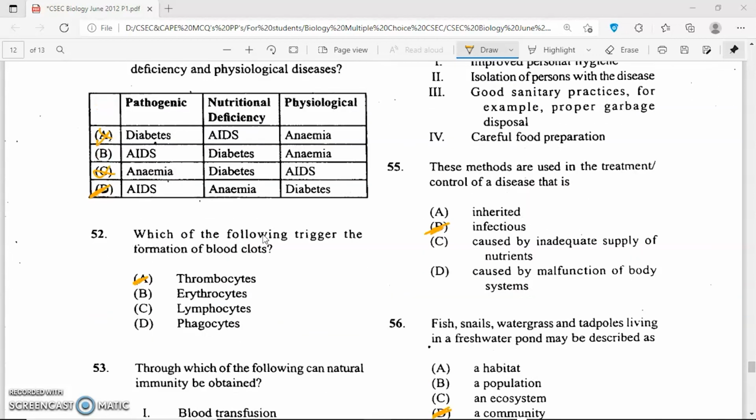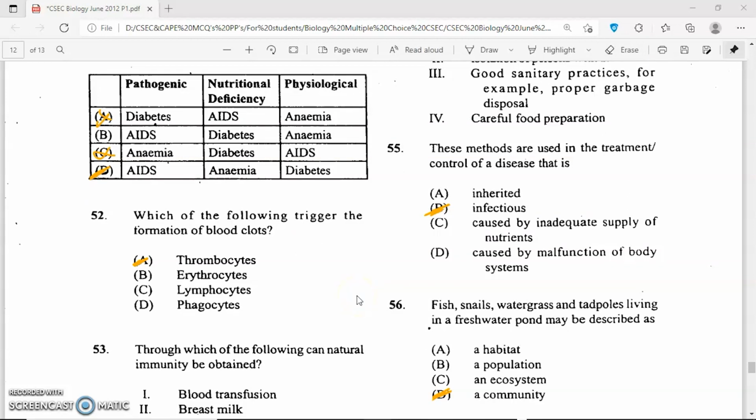Number 52. Which of the following trigger the formation of blood clots? Okay, blood clots is triggered by platelets. Okay, platelets, and platelets are scientifically called thrombocytes. Okay, so the answer is A, thrombocytes.